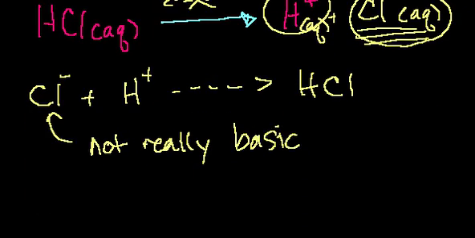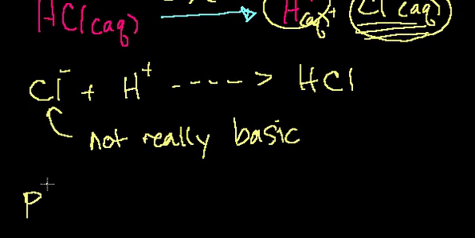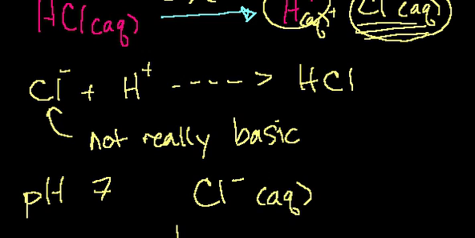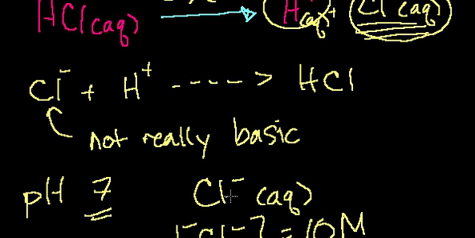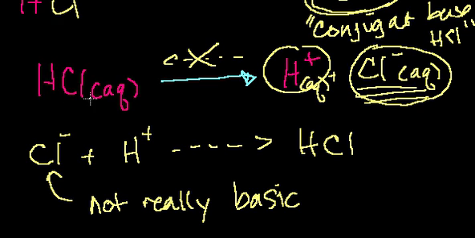The pH would be 7. If you have chlorine minus in an aqueous solution, I don't care what its concentration is, you could have 10 molar of it, the pH is still going to be 7 because it's not going to change the solution. It's not going to change the pH, just this by itself. Now, obviously, if you put hydrochloric acid in an aqueous solution, this will change it because you're going to be dumping all of these hydrogen protons into the solution.